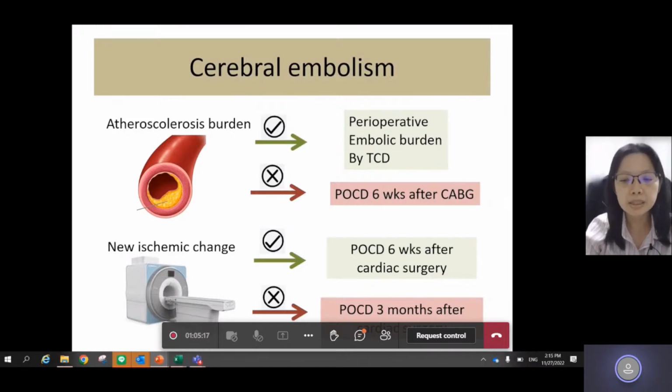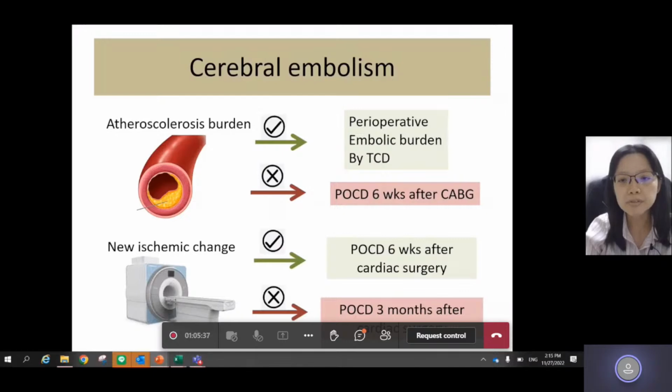And with technology improvement, we now have MRI to detect small anatomical lesions, like the ones we saw for the TAVI patients. Yes, if there's new ischemic change, the POCD is higher 6 weeks after cardiac surgery, which means the anatomical lesion really means something.